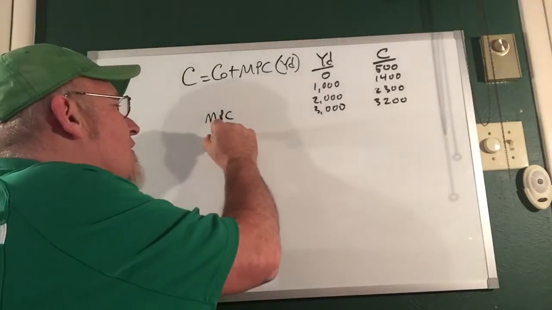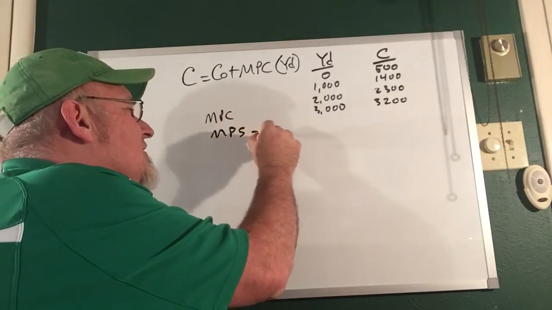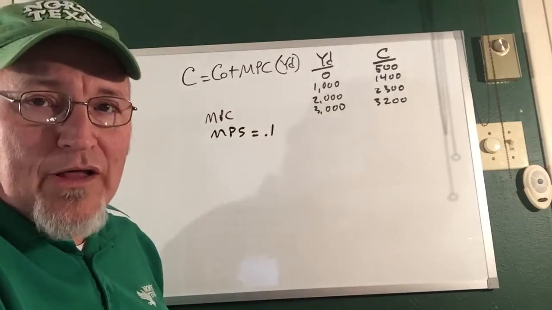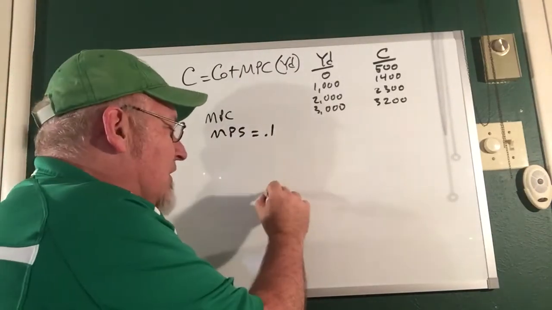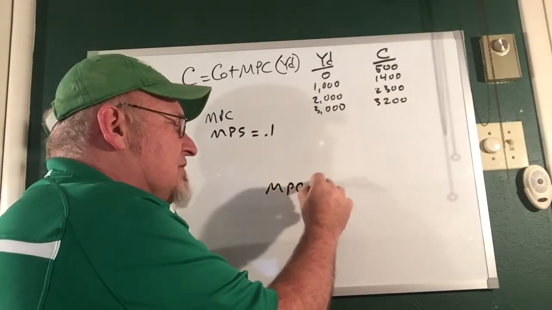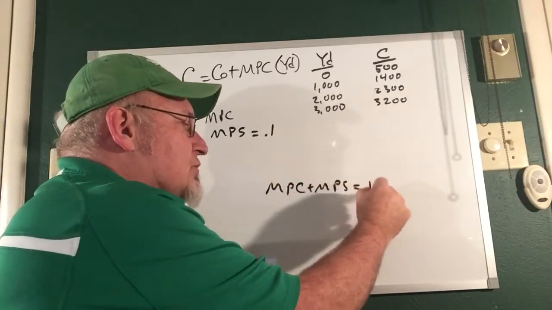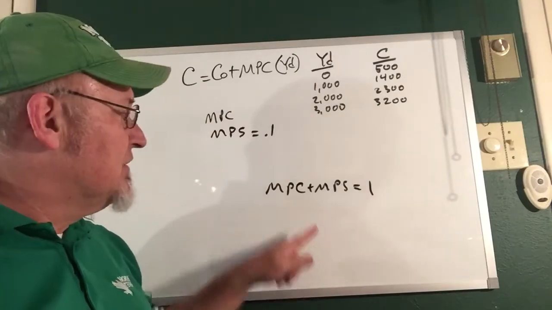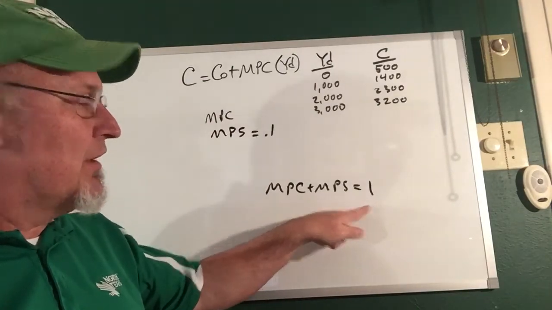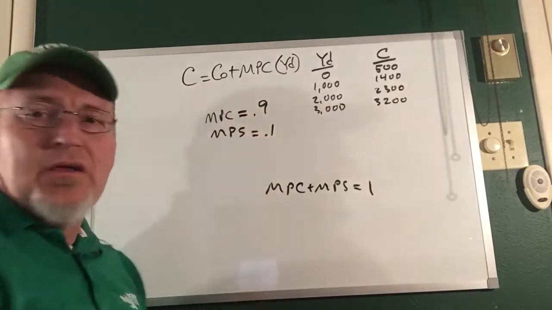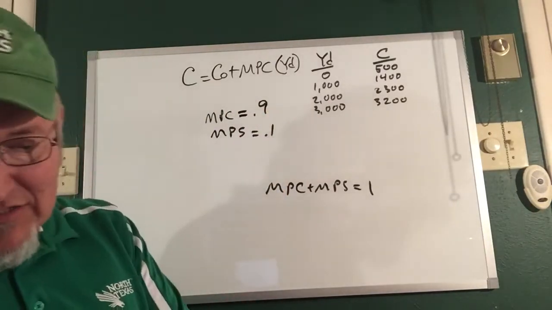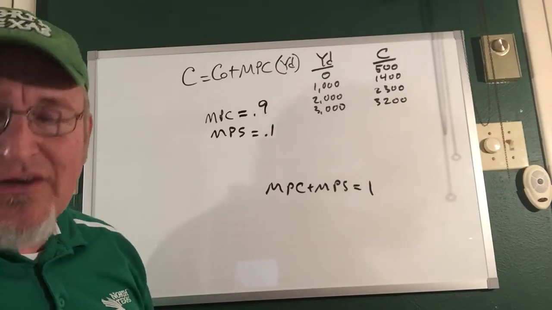If I tell you that your MPS is equal to 0.1, recall I told you earlier that the formula is marginal propensity to consume plus MPS equals 1 always. So if this is 0.1 and that's 1, you can do the math and your marginal propensity to consume would be 0.9. Kind of makes sense, right? That's one way.